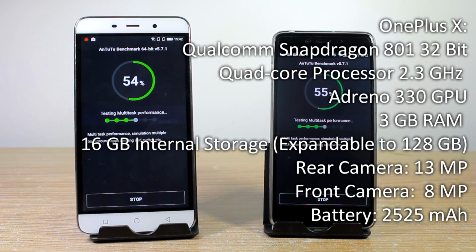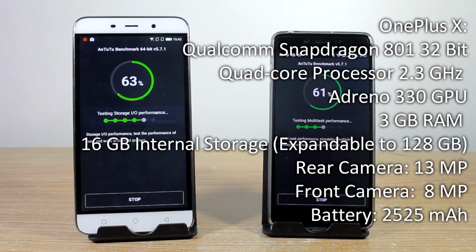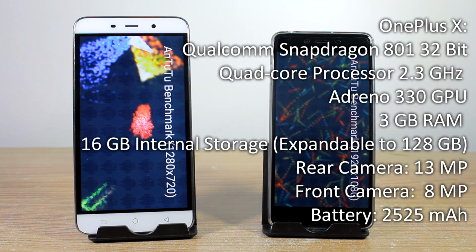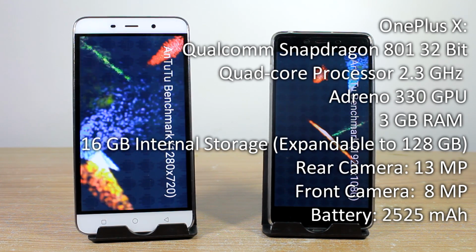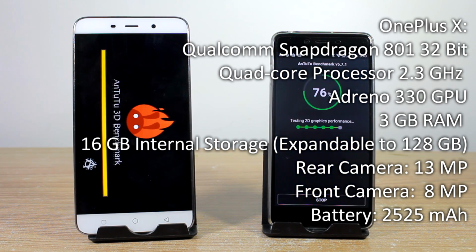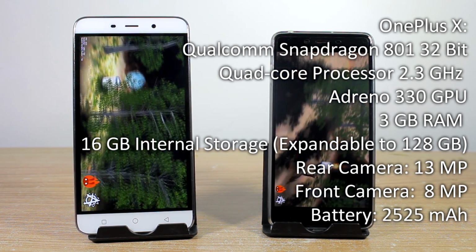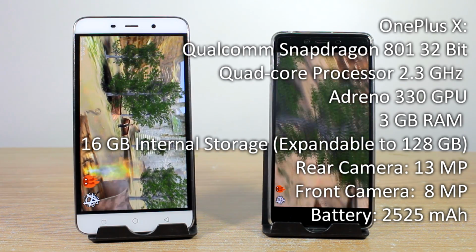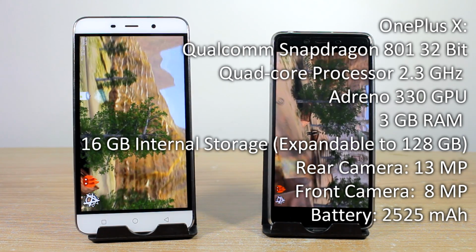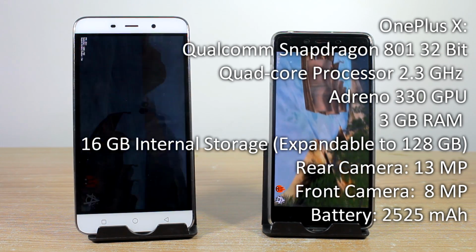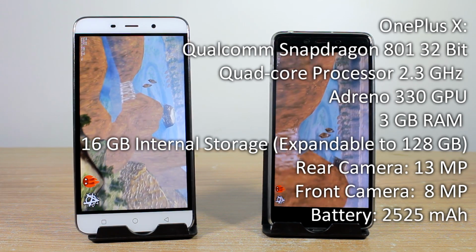On the other hand, the OnePlus X is powered by the Qualcomm Snapdragon 801 32-bit quad-core processor clocked at 2.3 GHz and an Adreno 330 GPU. It also has 3 GB of RAM and 16 GB of internal storage. The back camera is again 13 megapixel for the OnePlus X, while the front-facing shooter is at 8 megapixels. The phone has a hybrid SD card slot and the memory can be expanded to as much as 128 GB.